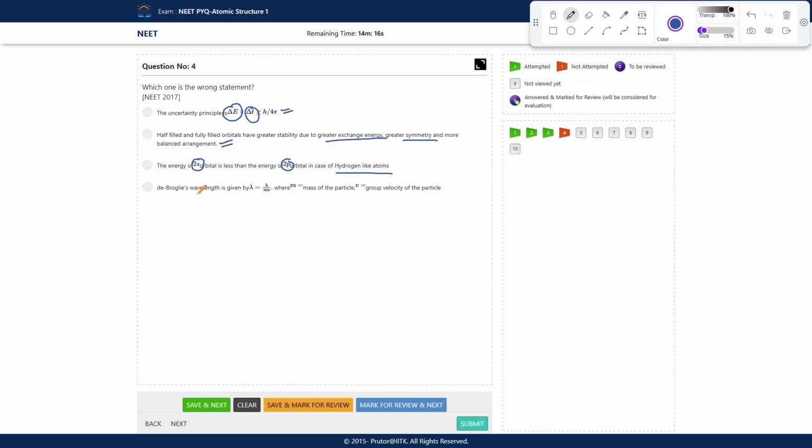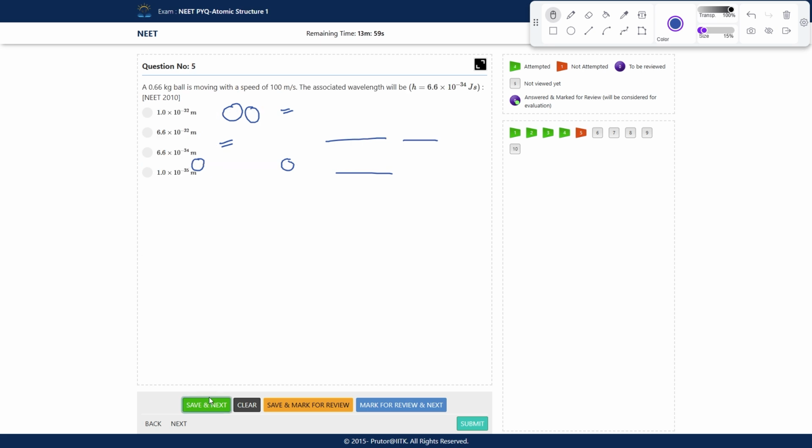What about the fourth one? The de Broglie wavelength is given by lambda equals h by mv, where m is the mass of the particle and v is the group velocity of the particle. So this is also true. Therefore, the incorrect statement will be C. Moving on to the next one.